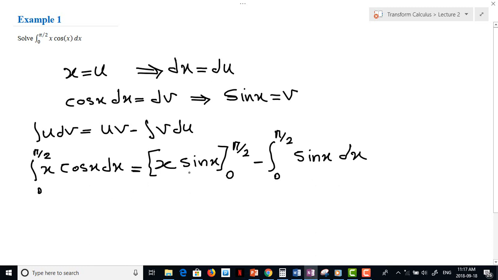So now I have to find this term. I have to apply the upper limit, which is pi over 2, and the lower limit, which is 0. If I apply the upper limit, we have pi over 2 times sine pi over 2, and sine pi over 2 is 1. As a result, it's equal to, if I apply the upper limit, pi over 2, minus the lower limit. If I apply 0, we have 0 times sine 0, which is 0, so it's minus 0.